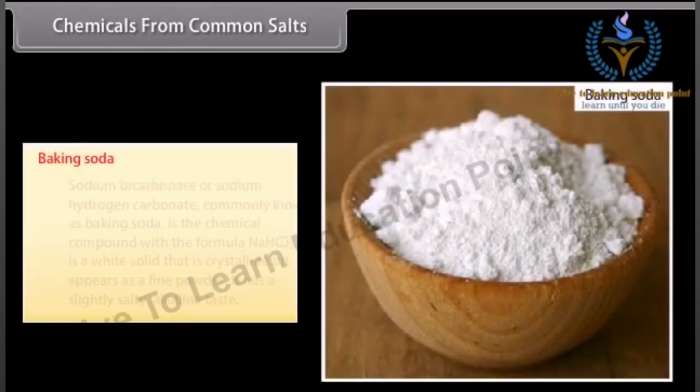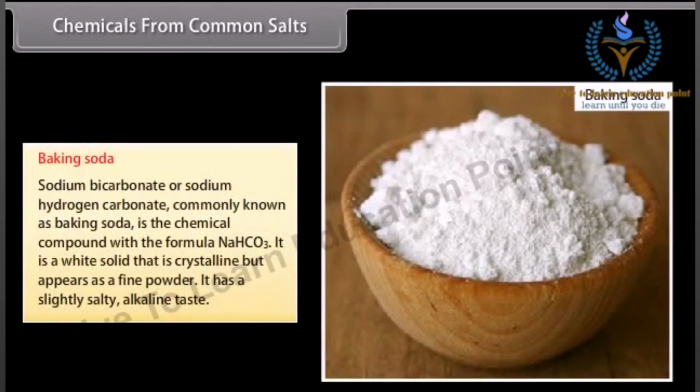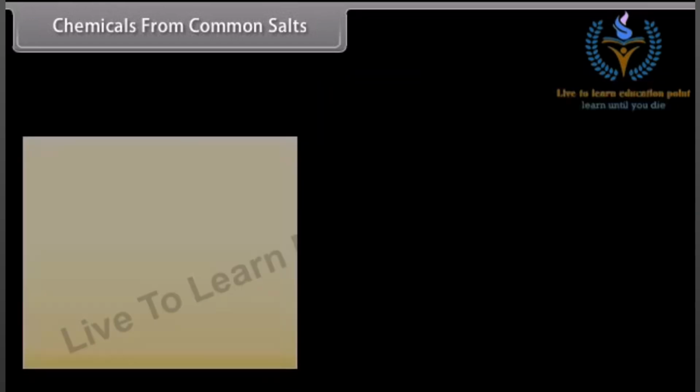Baking soda. Sodium bicarbonate, or sodium hydrogen carbonate, commonly known as baking soda, is a chemical compound with the formula NaHCO3. It is a white solid that is crystalline but appears as a fine powder. It has a slightly salty, alkaline taste.